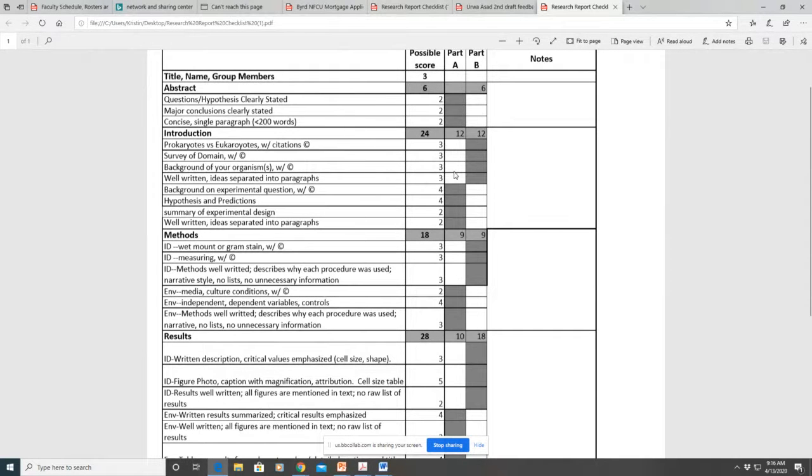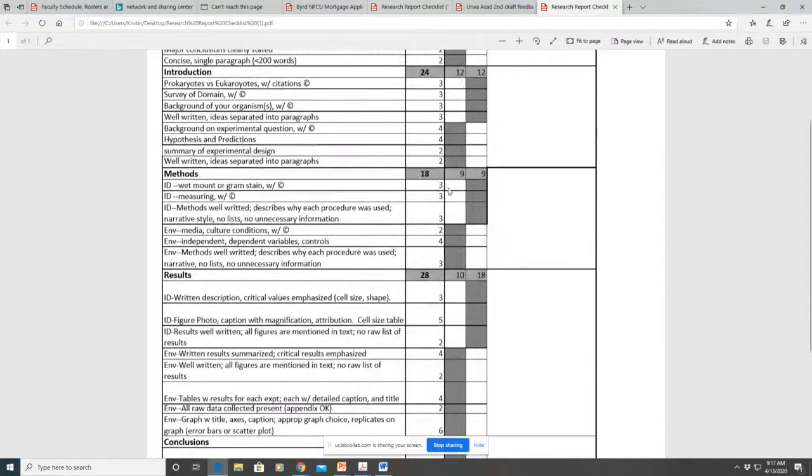So you have your original introduction, and then you have to make sure you have your big picture part of it put in. So that's these numbers right here. You have to talk about the background on your experimental question. That's your big picture. Relate it to your project. Tell me what you plan to do. Generally summarize what you're going to do. So a lot of people are missing these 12 points right here, getting very few of those 12 points.